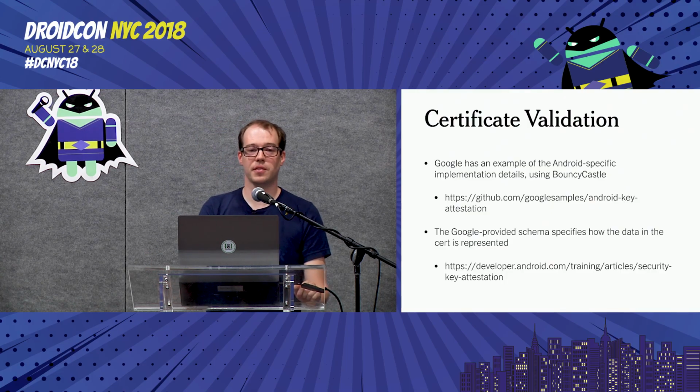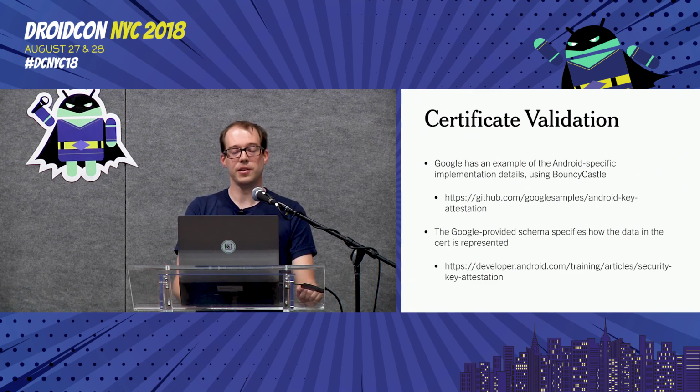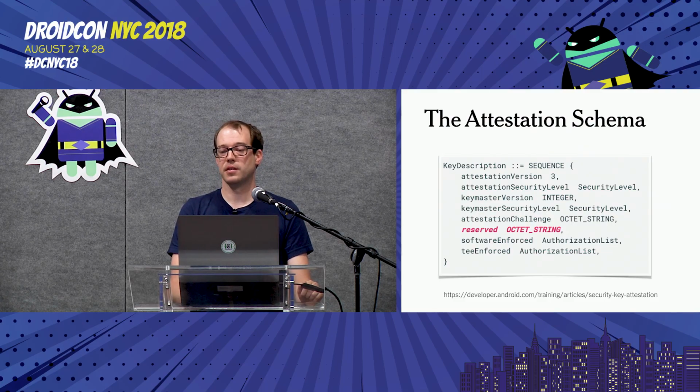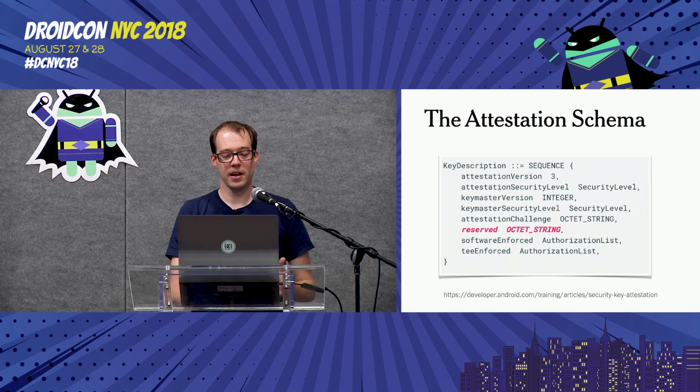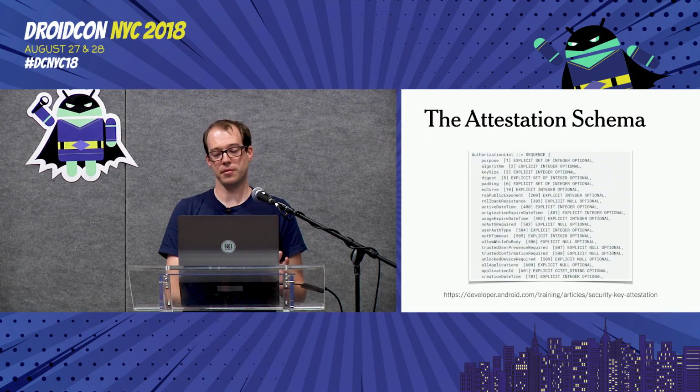And there's also a schema that you can review on the Android developer site. We'll look at a little snippet of it here. But you can get information here like whether the certificate was enforced in software or the trusted execution environment. You can go and dig out your attestation challenge like we saw before. The attestation security level is whether this attestation happened in software or in hardware. So that's one thing you want to check. And then there's a whole set here of other data that describe the certificate you've created.